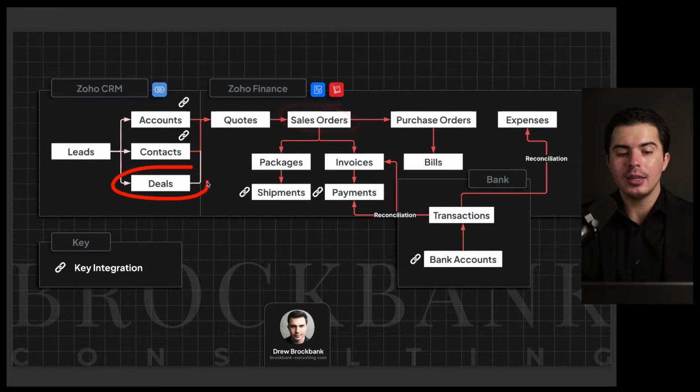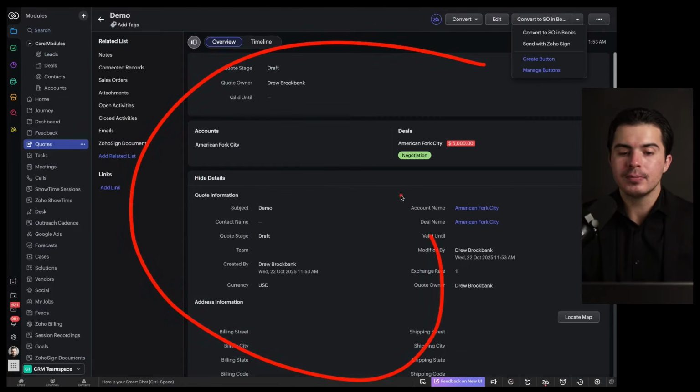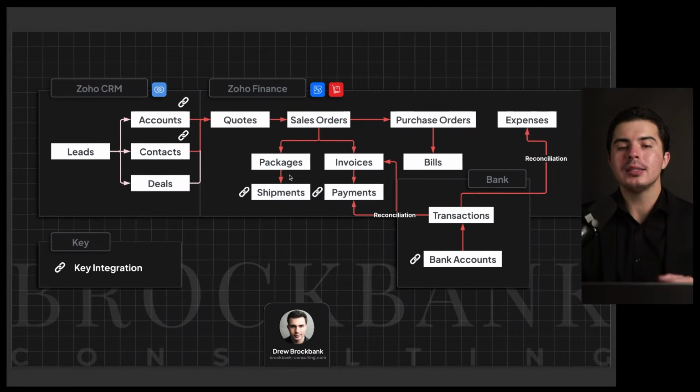So we started in the deal that represents the opportunity to sell. Then we worked our way into quotes, which is what we're in right now, right here. But the quote is just saying, this is how much it should cost. They're not ready to buy from me yet. They just want to see how much it's going to cost before I do it, okay?